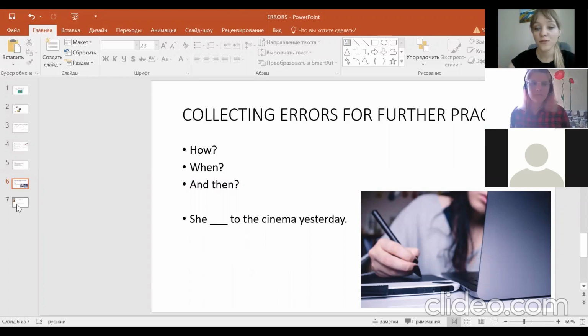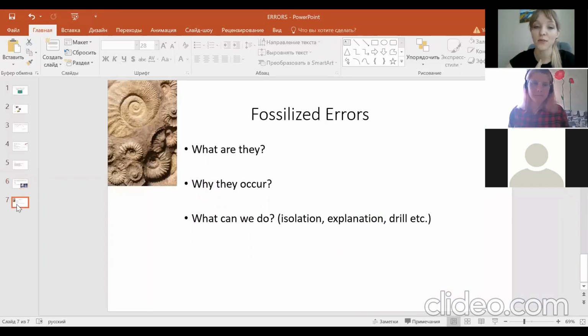And talking about fossilized mistakes, it's the last thing we're going to talk about. It's the kind of mistakes that students always make, all the time. The student always says, I am agree. The student always says great instead of great. Do you know any other examples? What do your students make? Some mistakes, like a habit, like they always do this.